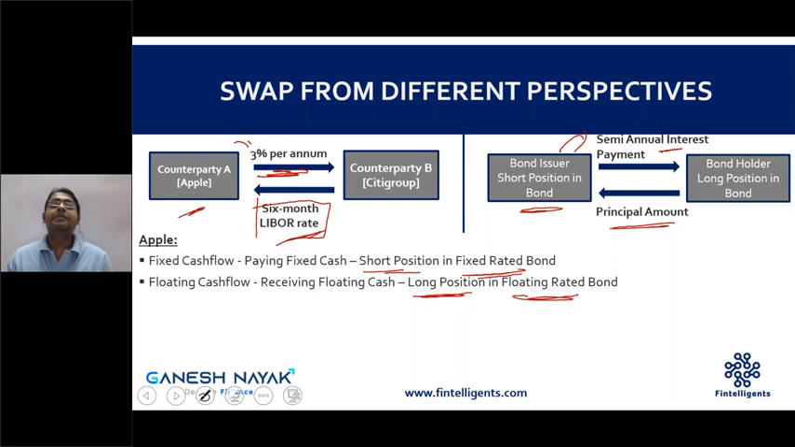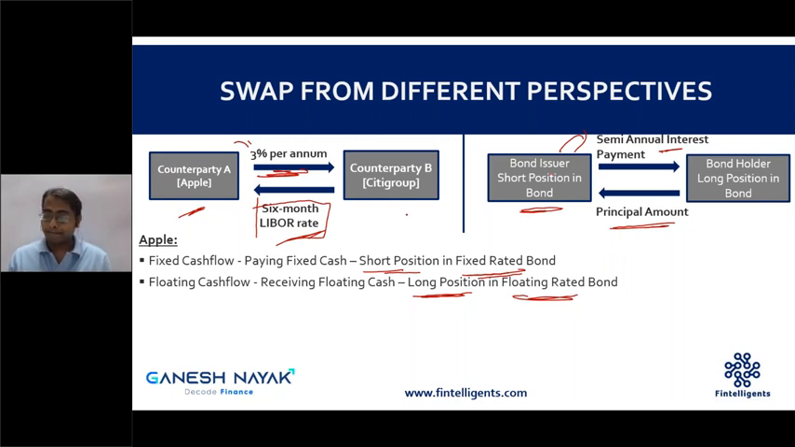That means he is a bond issuer, he has taken a short position in that bond. So this is the payoff or entire description of a swap from the bond perspective. If I look at this entire example again and look at it from the Citigroup perspective, how does it look?